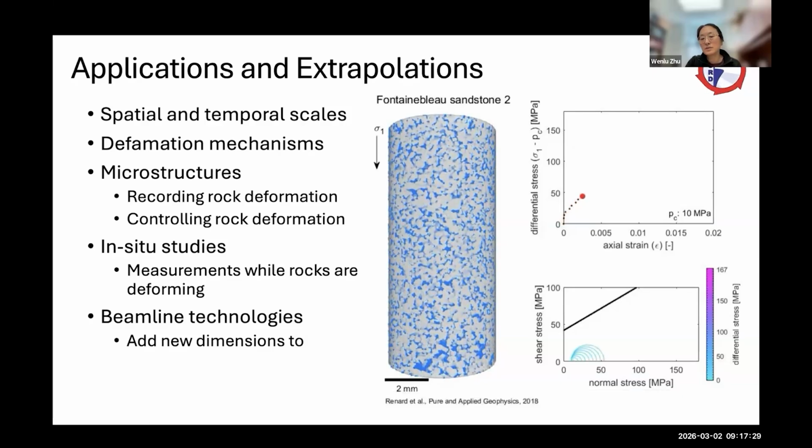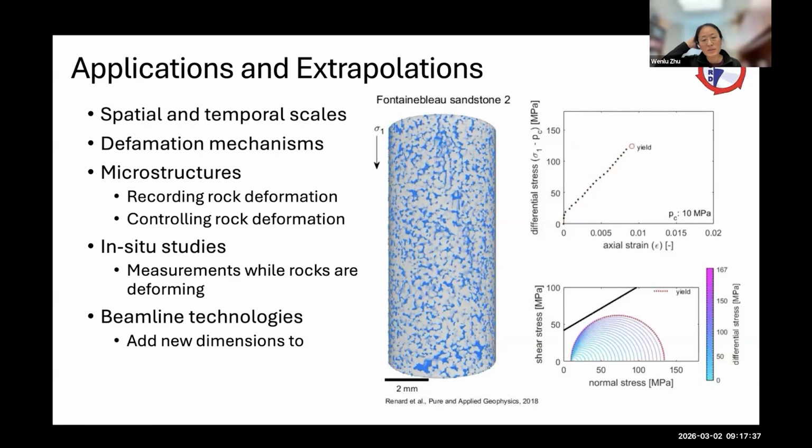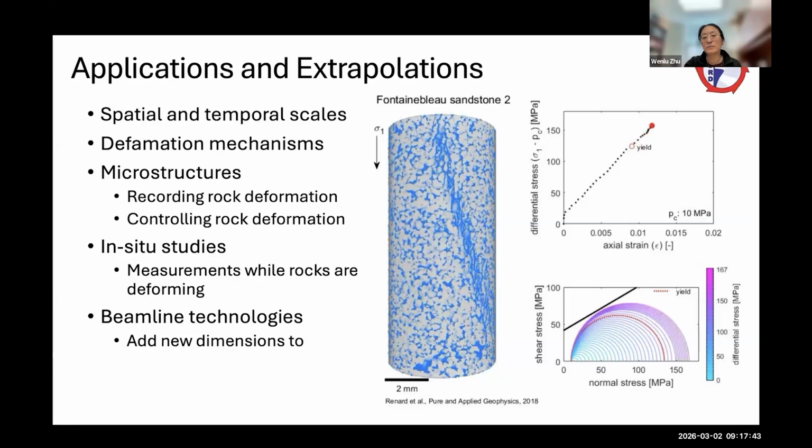This is a sandstone rock core. In the core, the white phase is quartz, the black phase is solid, and the blue ones are pore space. This is an in situ deformation.